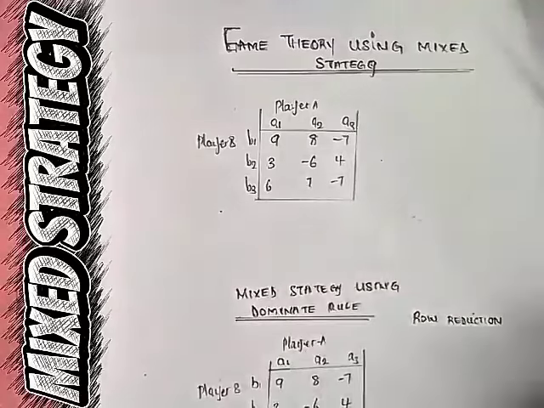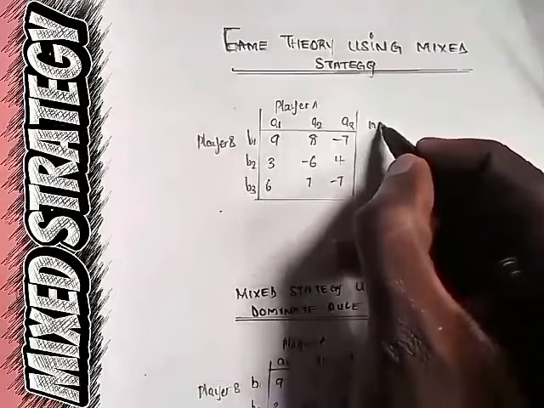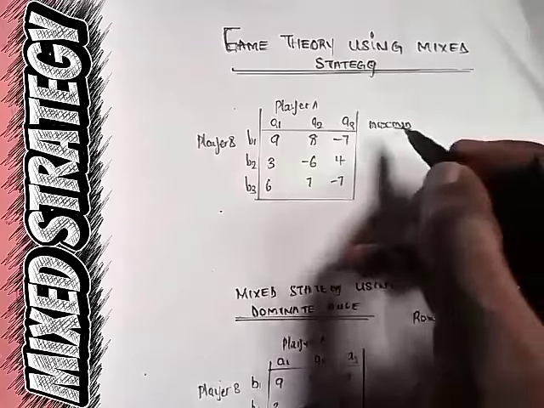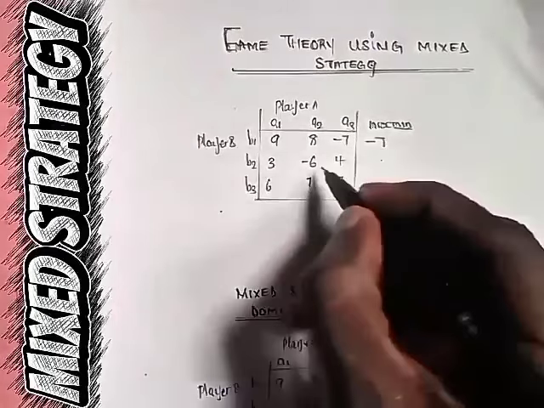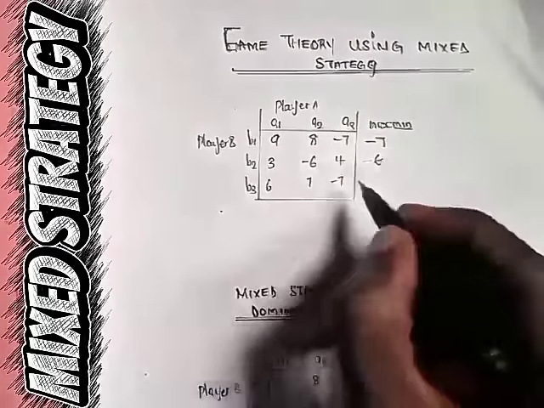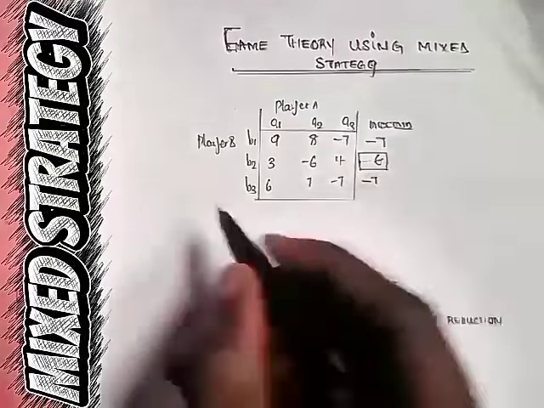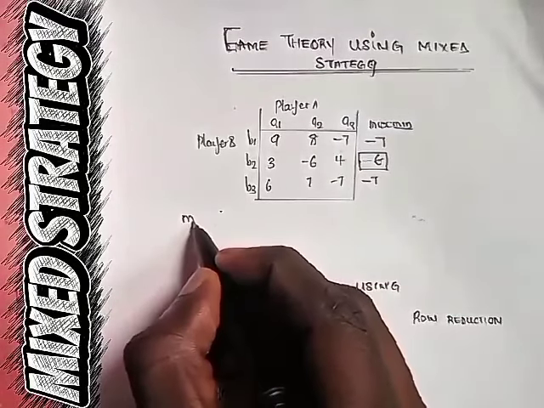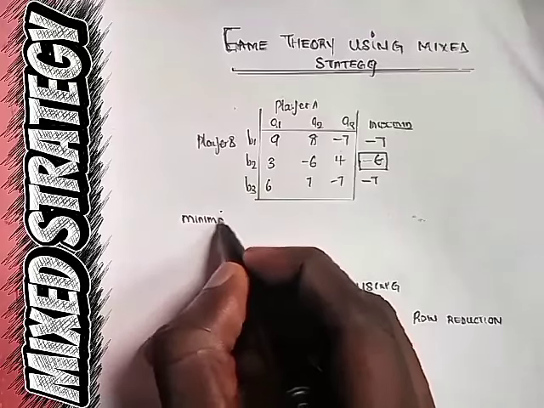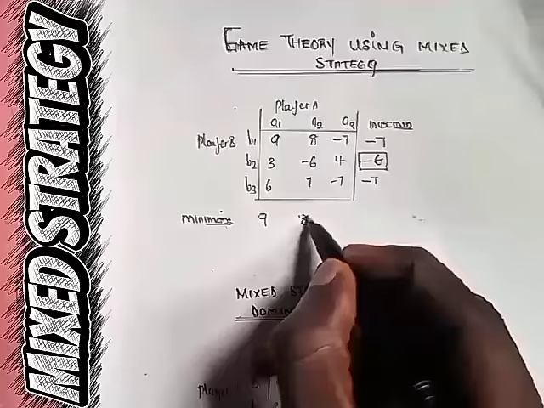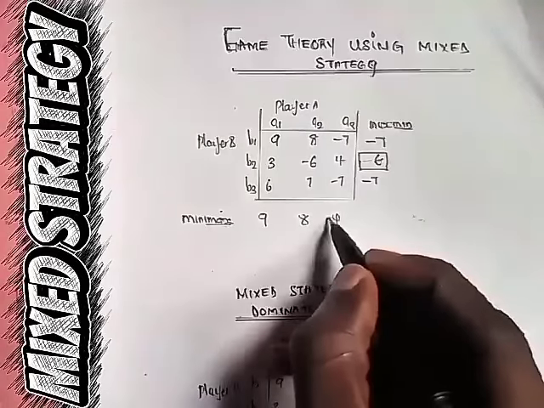So throughout the entire row, I'm going to find my minimum. So I'll first find my minimum, which is -7, -6 and -7. Then I'll select the maximum number, which is -6. So throughout the entire column, I'm going to find my maximum: 9, 8 and 4. Then I select the smallest number, which is 4.